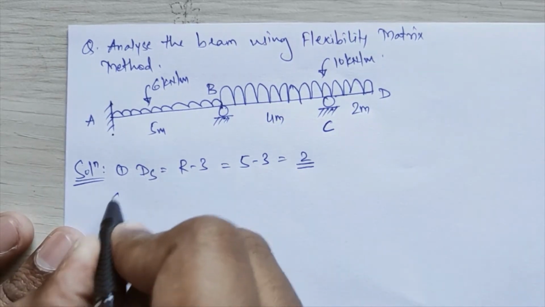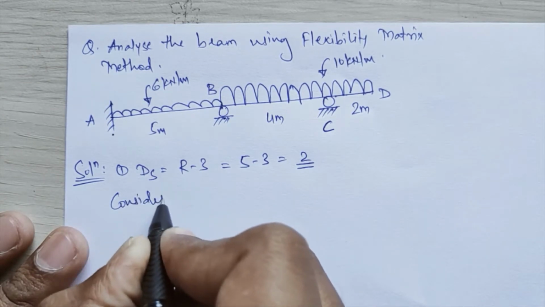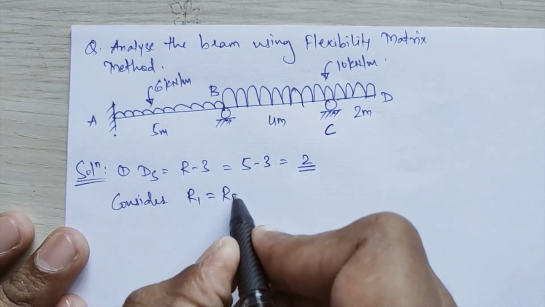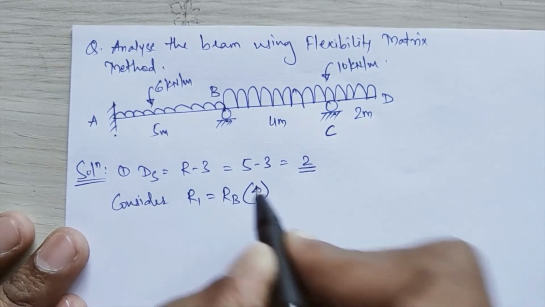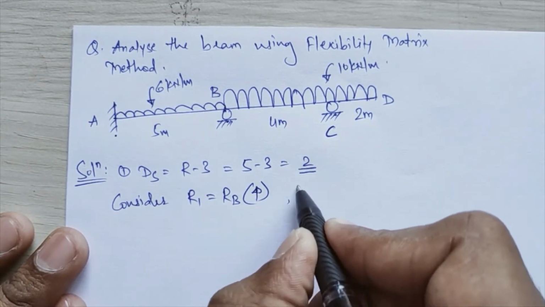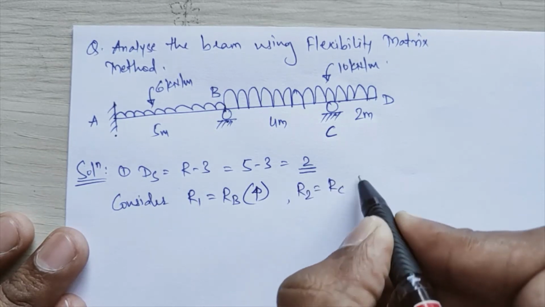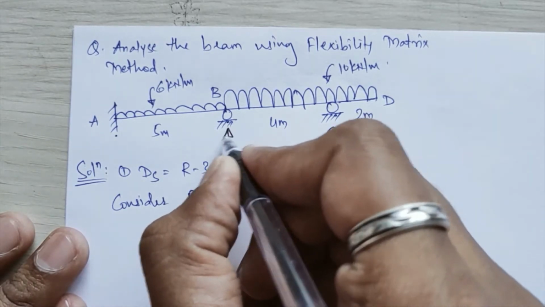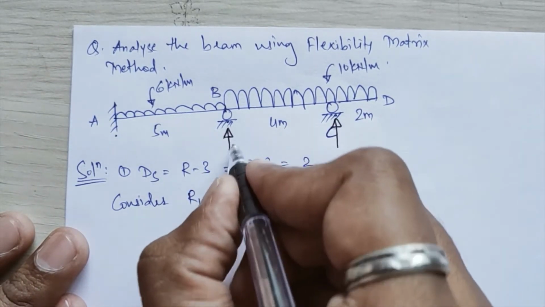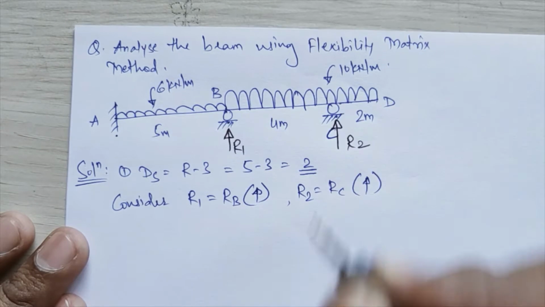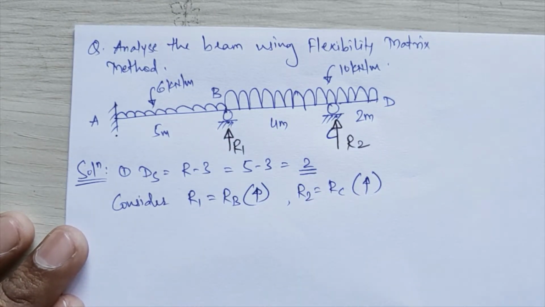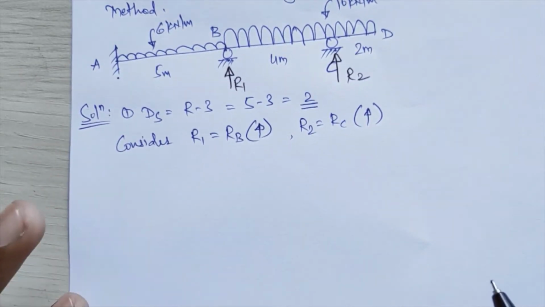So what I'll do, I'll assume the first redundant as R1 equal to RB in the upward direction and the second redundant as R2 equal to RC, again in the upward direction. So what I have done, I have assumed these two as my redundant reactions, that is R1 and R2. That is the vertical reaction at point B and the vertical reaction at point C. Now from this we have to draw the moment diagrams.